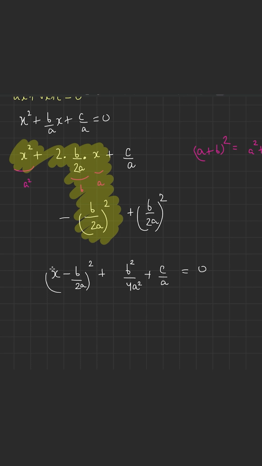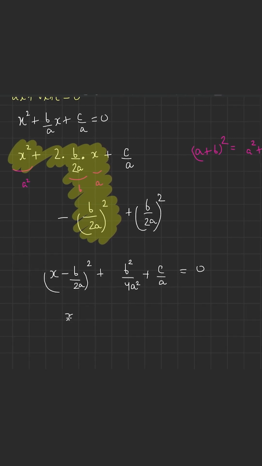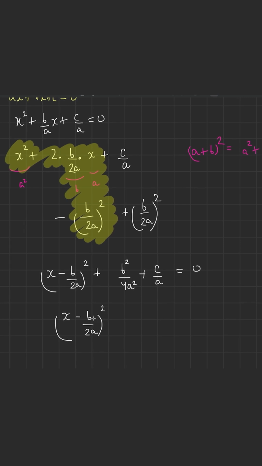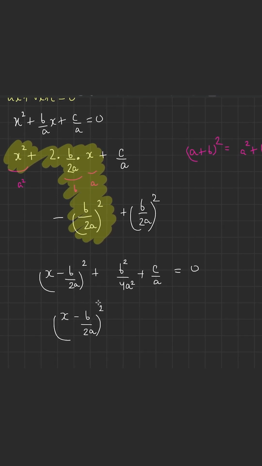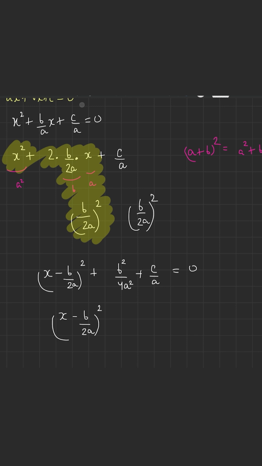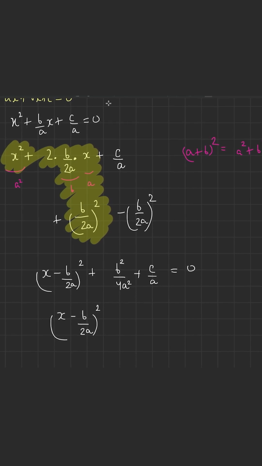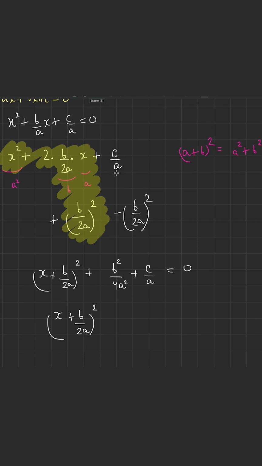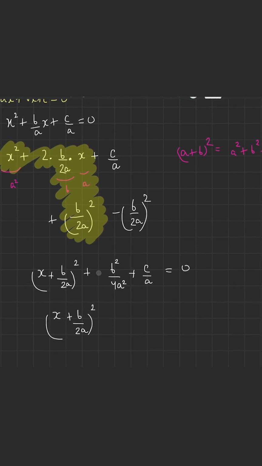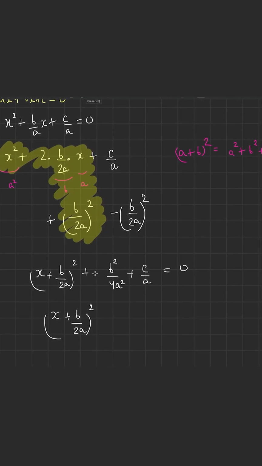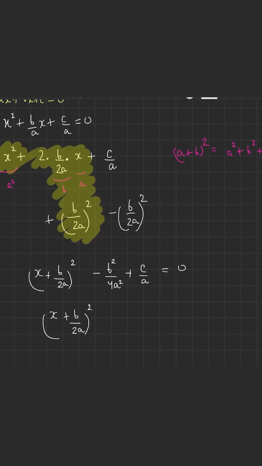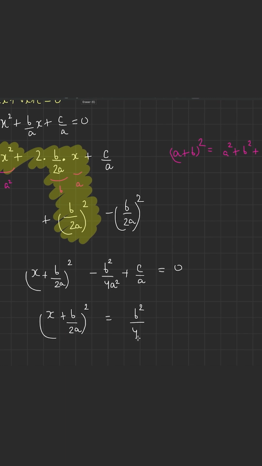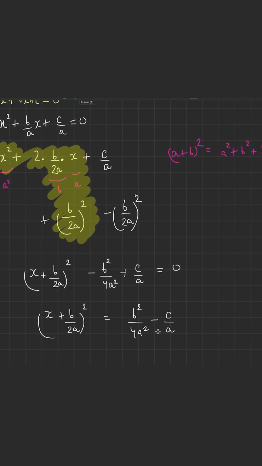So you can clearly see I can calculate the value of x. How? I can do it like this, x plus b over 2a whole square. Oh no, one thing, I'll have to do like this only. Here it will be plus and here it will be minus, and this will become minus b square by 4a square. Yeah, now this is correct. So x plus b over 2a whole square is equal to b square by 4a square minus c by a.